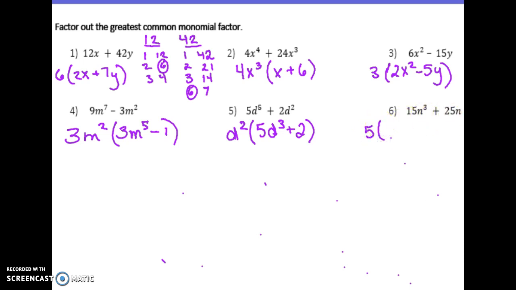We're going to, oops, I forgot about my variables. Okay, so if I look at n to the 3rd, it's not erasing for me. Not sure why it's not doing it. Okay, there it goes. So we've got n to the 3rd and n, so it would be 5n that we would factor out. We're left with 3n squared plus 5.